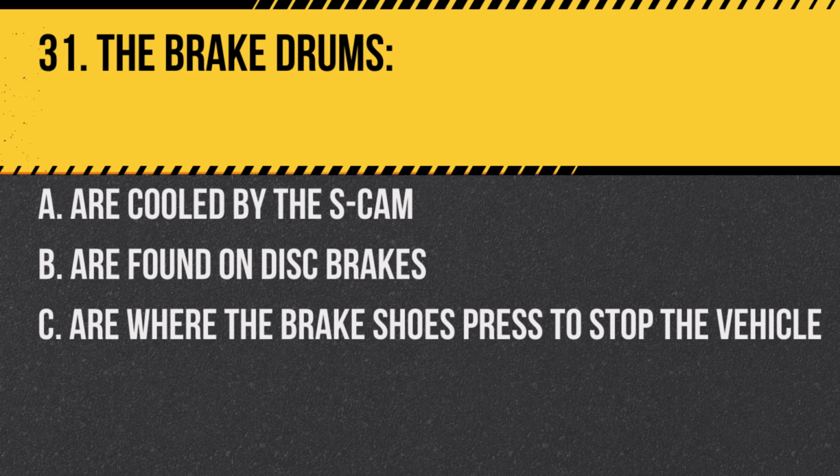Question 31. The brake drums. A. Are cooled by this cam. B. Are found on disc brakes. C. Are where the brake shoes press to stop the vehicle. Answer. C. Are where the brake shoes press to stop the vehicle. They provide the friction surface for the brake shoes.